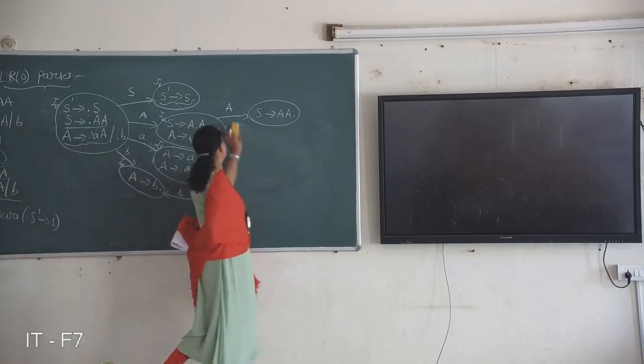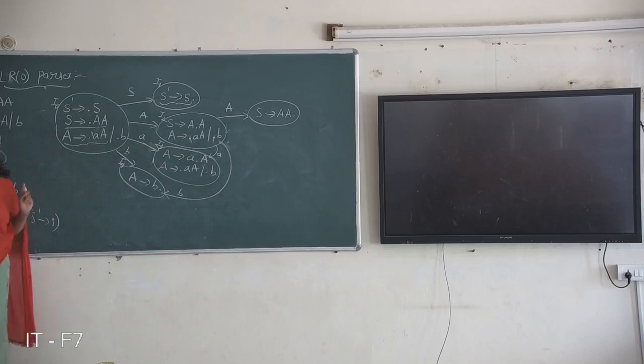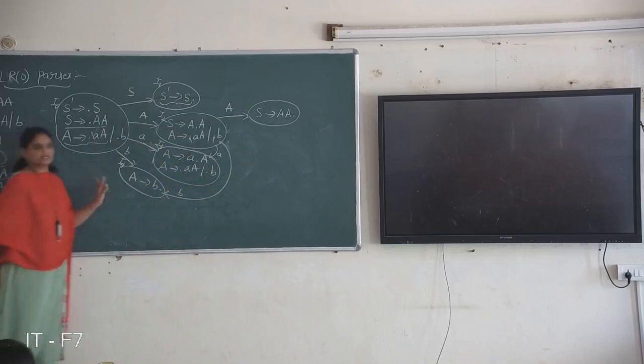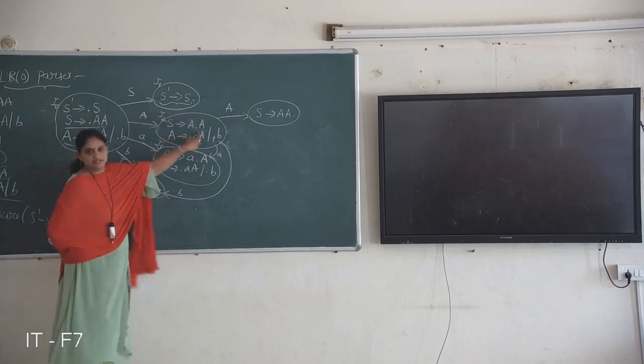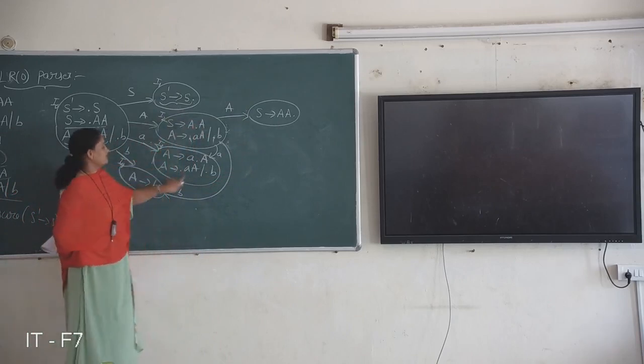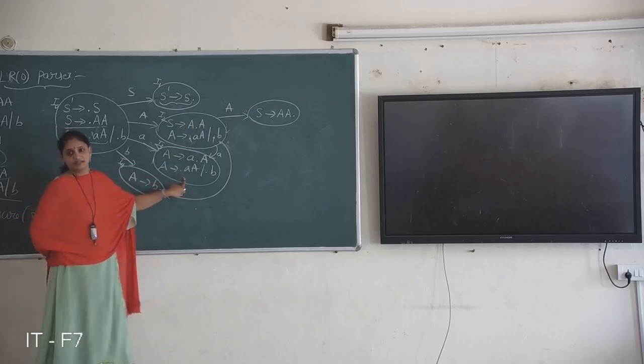Sequentially you can check the transitions. What transition is possible? Just apply the transition on that particular state. Okay, so next this state is completed. All transitions are done on this state. And next, do the transition on this state. What transition is possible for this state?